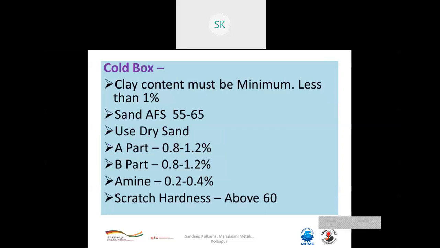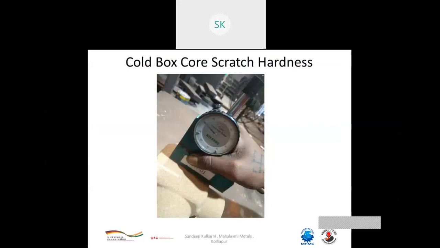Dry sand is important. You have to have dry sand. Dry sand will reduce your resin percentage consumption. Normally people are using A part 0.8 to 1.2%, B part 0.8 to 1.2%, amine 0.2 to 0.4%, and scratch hardness above 60 is preferred in the core box. There are some survey reports which are available with us. We'll share them later with you. So for core box scratch hardness, you can see the scratch hardness being checked.